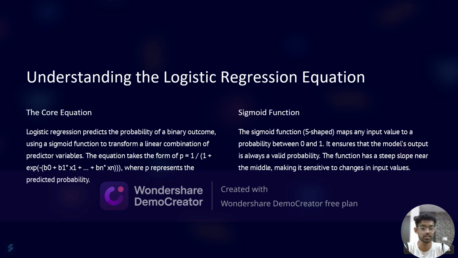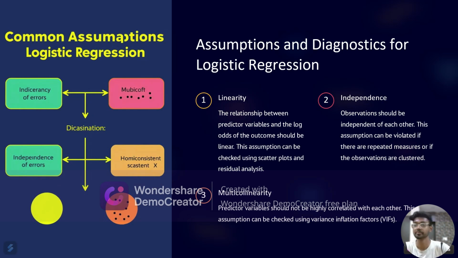Sigmoid function. The sigmoid function, or S-shaped function, maps any input value to a probability between 0 and 1. It ensures that the model's output is always a valid probability. The function has a steep slope near the middle, making it sensitive to change in input values.